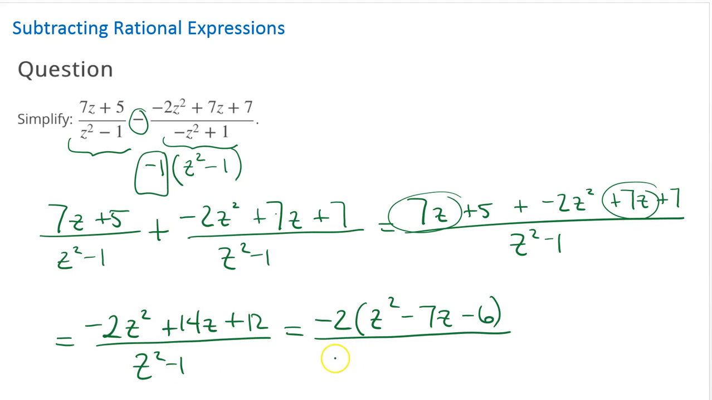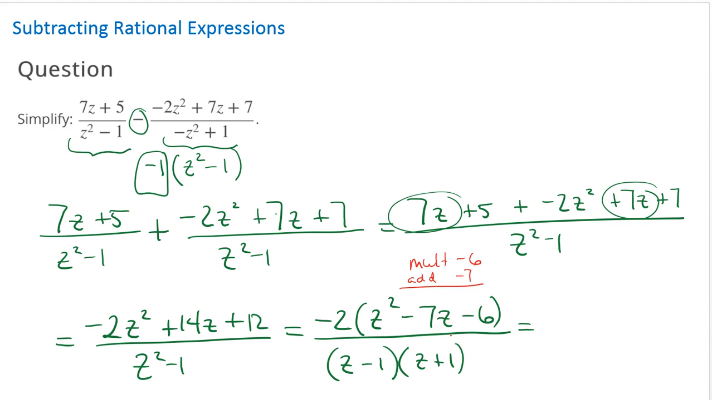In the denominator, that's a difference of squares, so I could factor into z minus 1 times z plus 1. The question is, will this factor further, z squared minus 7z minus 6? If so, that means there are numbers that multiply to be negative 6 and add to be negative 7 that exist. And I don't see it. Multiplies to be negative 6 could be 6 and 1, but it'd have to be like a positive 6 and a negative 1 or a negative 6 and a positive 1, and they add to be 5 or negative 5. There's no way if this is negative and this is negative for that to factor.